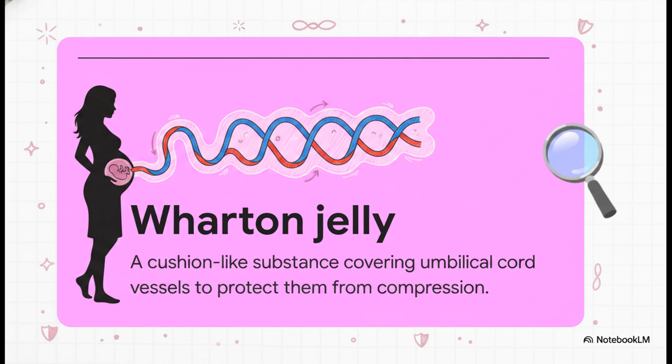I know, it's the exact opposite of how adult circulation works, which is why they love to test you on it. Now, protecting these crucial vessels is a specialized substance called Wharton jelly. It's a firm, cushion-like material, kind of like biological bubble wrap, that covers the vessels and keeps them safely separated. This allows the cord to move, twist, and stretch as the baby flips around, all without restricting circulation. Because without Wharton jelly, a simple twist or compression of that cord could literally be fatal.